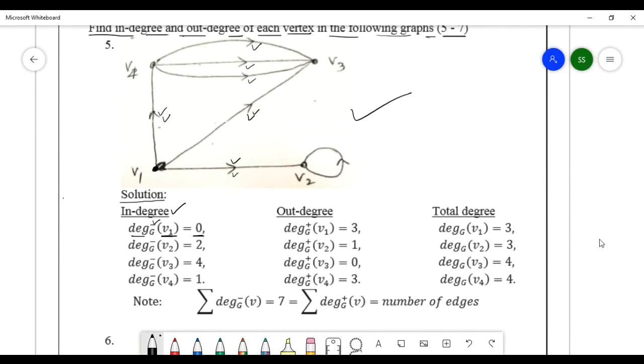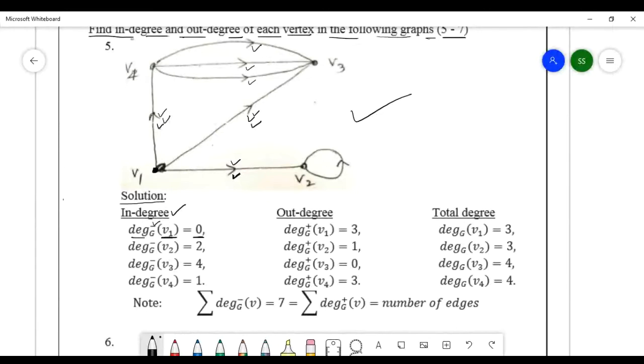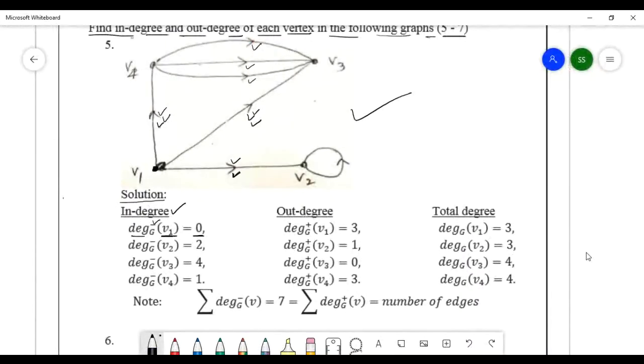No edge is coming here at this v1. No going. So this sign means going. This one going, this one going. No edge is coming. Okay. In degree at vertex v1 is 0. Yes. 0. Now come to in degree.